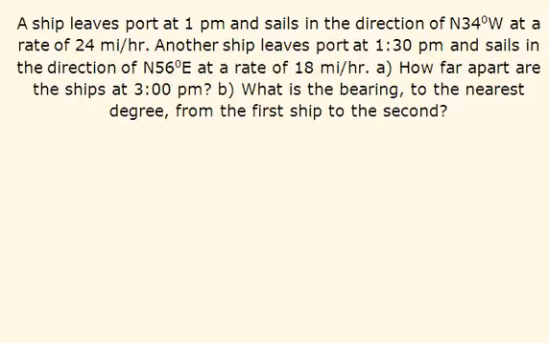A ship leaves port at 1 p.m. and sails in the direction of north 34 degrees west. As we draw our axes of north, south, east, and west, we will recognize that north 34 degrees west gives us the angle from north, rotating it towards the west by 34 degrees. We also know that it has a rate of 24 miles per hour.